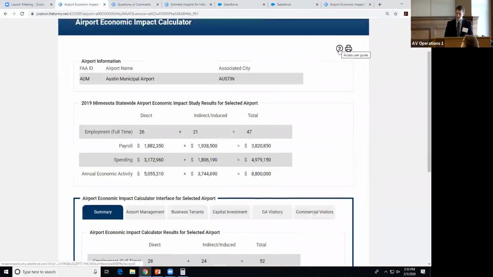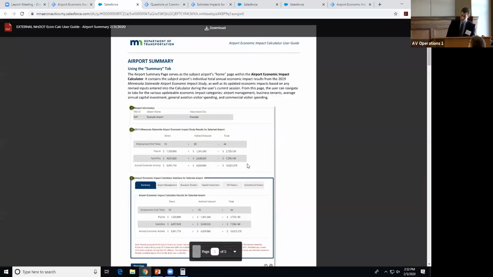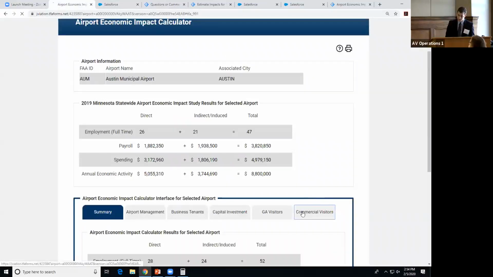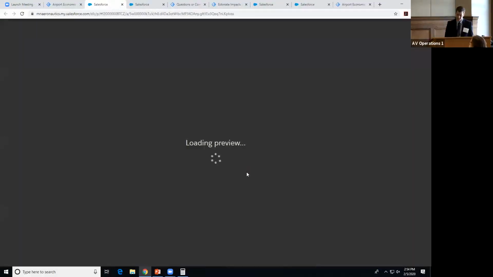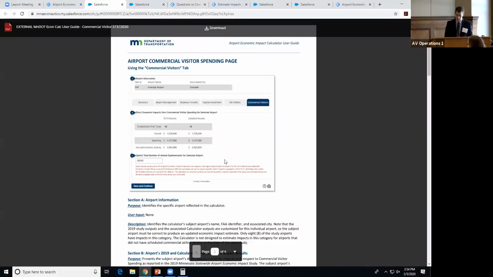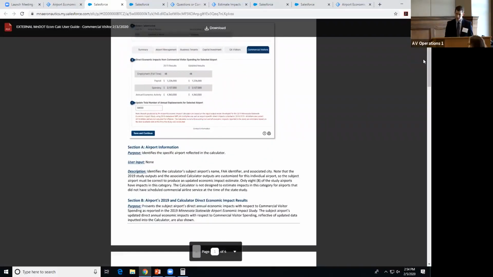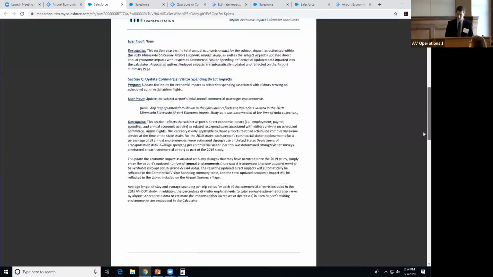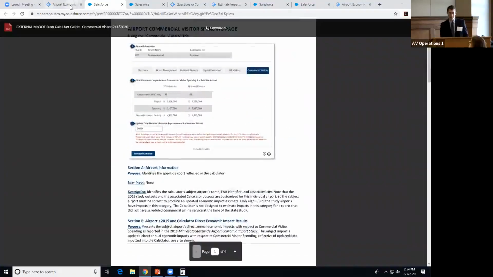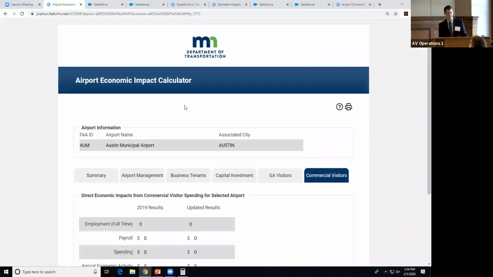There are question mark buttons here, again, to access the user guide on any individual page. Got a lot of tabs open here. So this one's specific to the airport summary, but let's just see what it looks like on commercial visitors. It's a 4-page summary specific to that tab and gives you some underlying process and help with what to put in, descriptions, what you're seeing on the page. So keep in mind there is help available either through us or the online user guide.